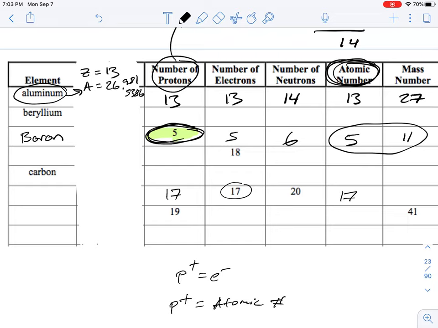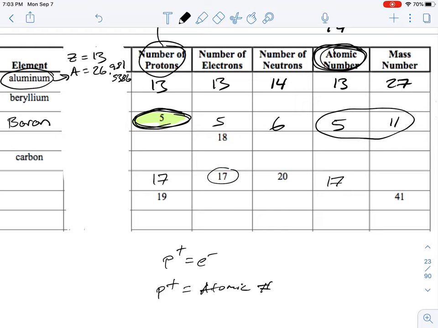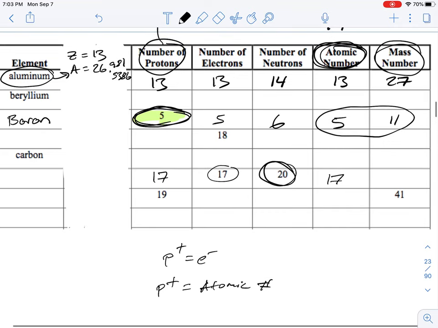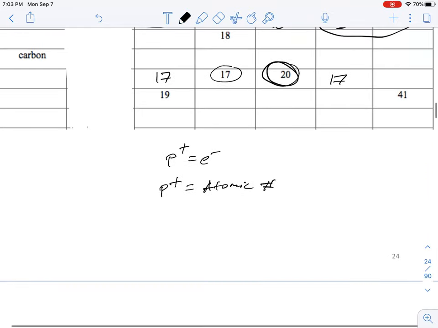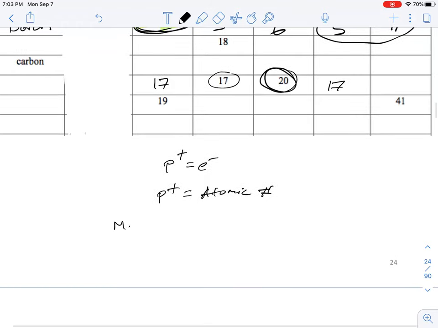And so therefore, it's going to be 17 here as well. Now, without looking at the periodic table of elements, because this gave us specifically the number of neutrons, the mass number is going to be the sum of protons and neutrons. Okay, so we can do this mathematically. Remember that the mass number is going to be the protons plus neutrons.